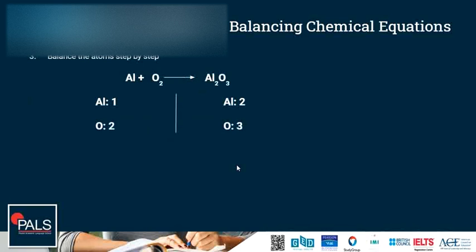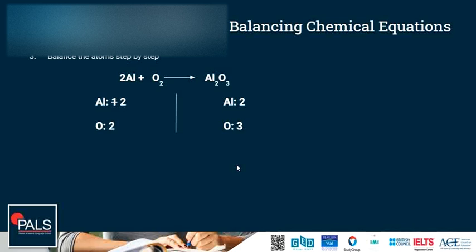Now let's start balancing the atoms step by step. We could start with aluminium here. Since we have 1 on the left and 2 on the right, we change the coefficient on the left side in front of aluminium to a 2, and we change the counting below to 2 aluminium atoms. So at the moment aluminium is balanced.